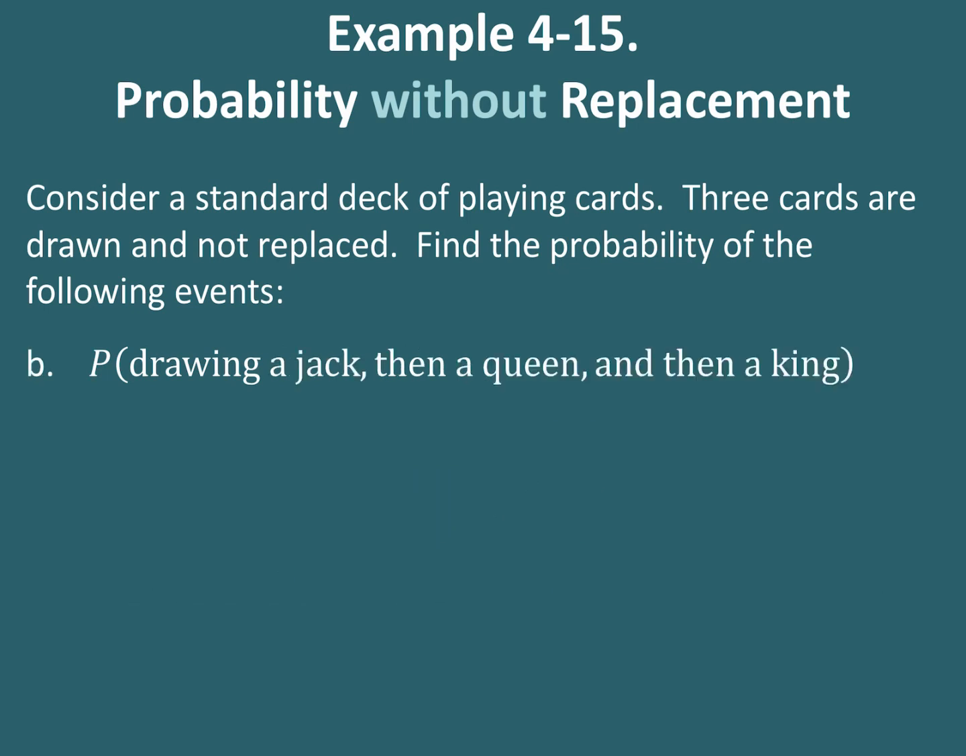What's the probability of drawing a jack, then a queen, and then a king? Now these are different types of cards. And again, there are 4 jacks in a standard deck of playing cards, along with 4 queens and 4 kings. That said, the probability of us drawing a jack will be similar to the previous example, 4 out of 52.